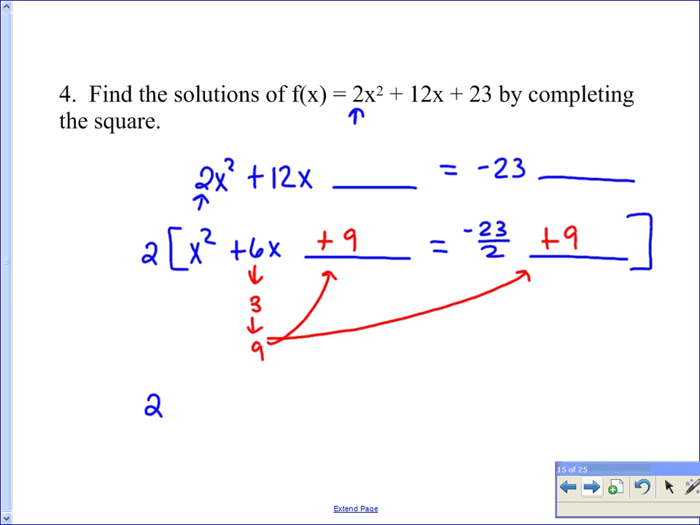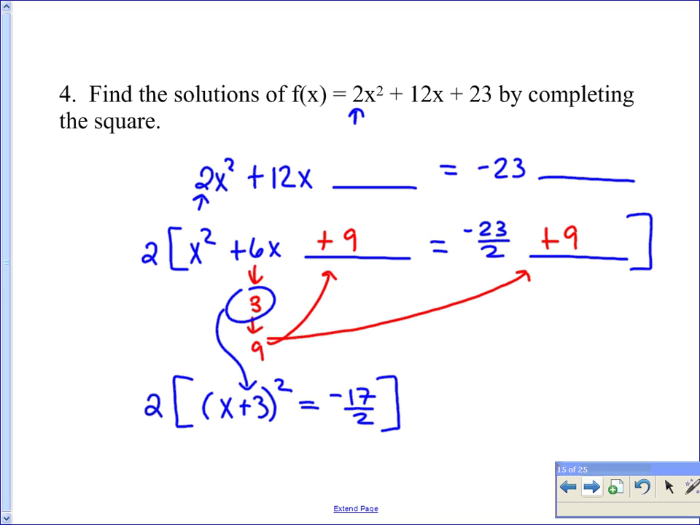Okay, so now this can be rewritten as 2, and then it's going to be (x + 3) quantity squared, and that 3 comes from here, is equal to, and then the negative 23 over 2 plus 3 is going to give me negative 17 over 2. Okay? So from here, keep in mind what it's saying is find the solutions by completing the square.